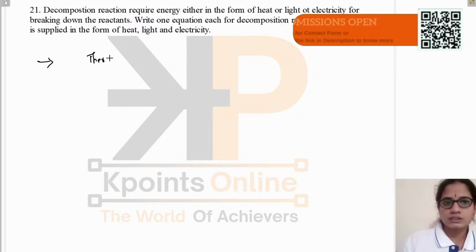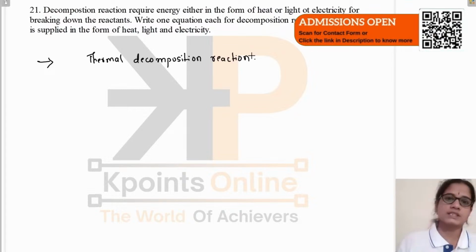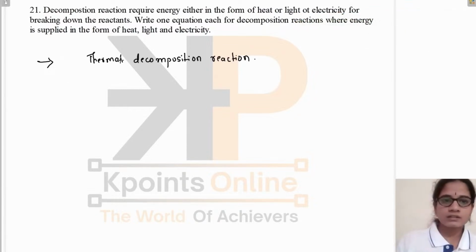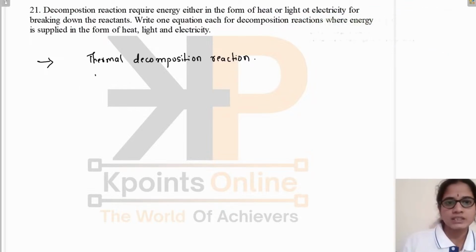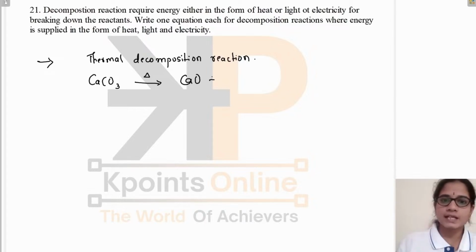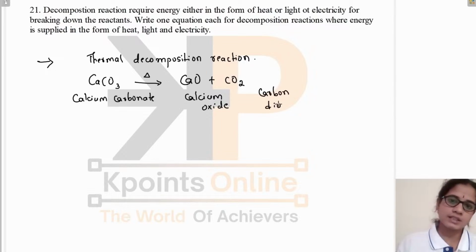First one, thermal decomposition. Let us give the example for this reaction. When calcium carbonate is heated, we get calcium oxide and carbon dioxide. Okay, this is a thermal decomposition reaction. Next, it is calcium carbonate to form calcium oxide and carbon dioxide.